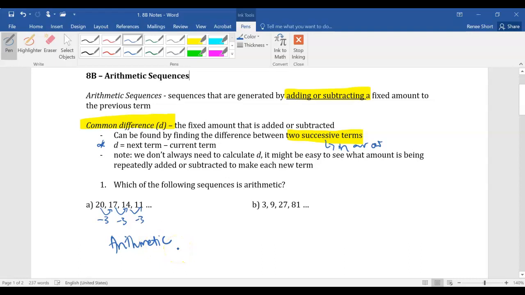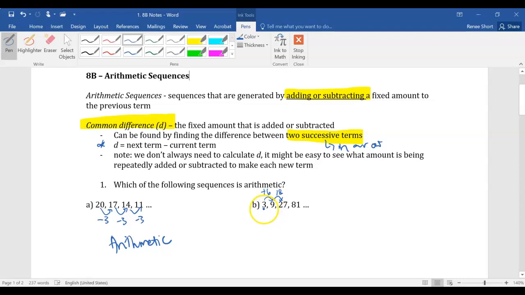However, if we look over at B here, 3 to 9, all right, we're getting bigger, so we're adding something. If we just look at what's being added, we're adding 6. Then 9 to 27 means we've added 18, so that's quite a large difference there. We don't have the same amount being added. Straight away, that's a sign that it's not arithmetic.